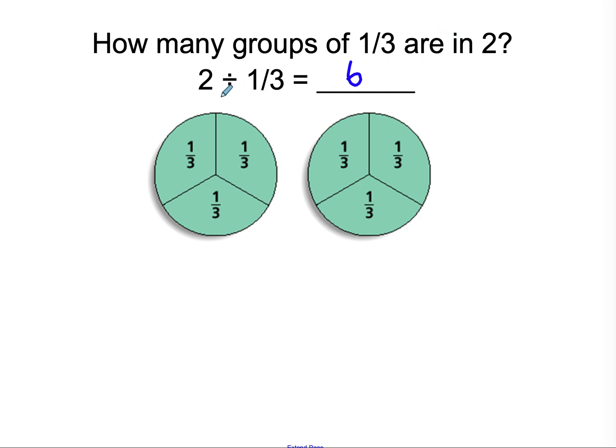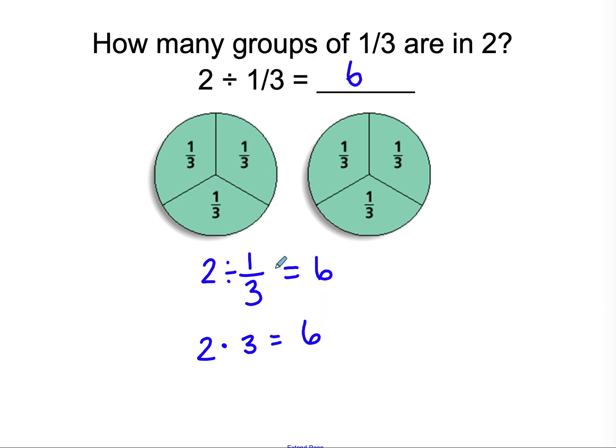Okay, so if you look at that picture, when I'm splitting our 2 circles into 3 pieces, it's really like I'm doing 2 groups of 3, like 2 times 3, because I've got 3 on the first one and 3 on the second one. So 2 divided by 1/3 ends up being the same thing as 2 times 3. I'm going to rewrite it down here. 2 divided by 1/3 equals 6. And that means the same thing as 2 times 3 equals 6.